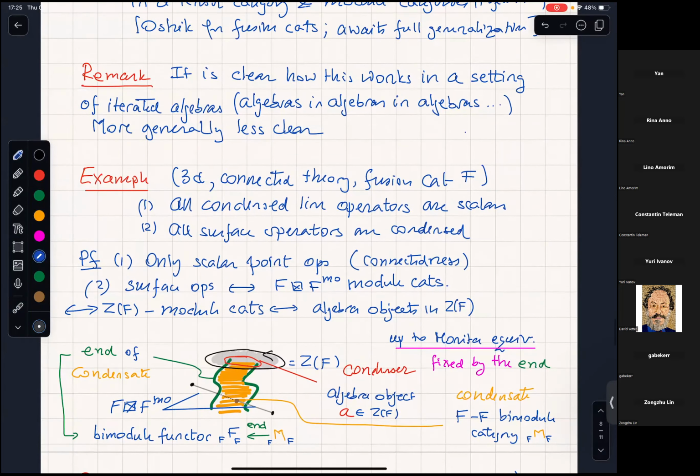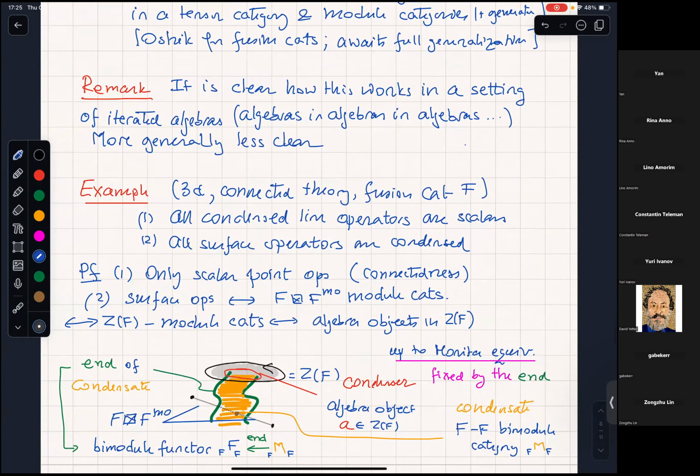All right, so I don't think I'll have time to go over the details, but let me just give you an example in 3 dimensions. So in 3 dimensions, we start with a fusion category F, which gives a 3-dimensional theory. And the theorem known, probably known in physics before math, is that all condensed line operators are scalars. There are no interesting condensed line operators, except a silly thing. You can draw a line and say, well, the effect of this line is to multiply everything by a scalar at the level of computing partition functions. On the other hand, there are no new surface operators. All surface operators are condensed from lines.